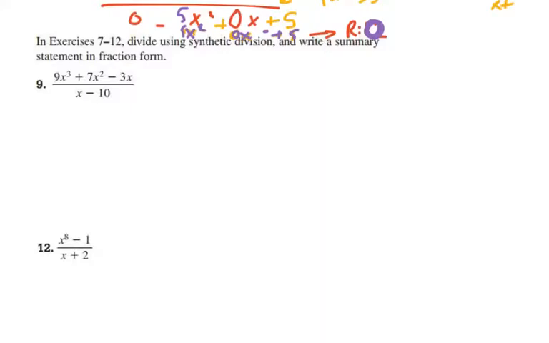Then we move on, and we're going to use synthetic division and write a summary statement in fraction form. So really we're just going to say equals and what it actually equals. So when we do some synthetic division, I need to take this factor and do its opposite over here. And then I look for every leading coefficient, even though there isn't one for a constant, we do need to have that. So we'll have 9 as our leading coefficients, 7, negative 3, and 1.